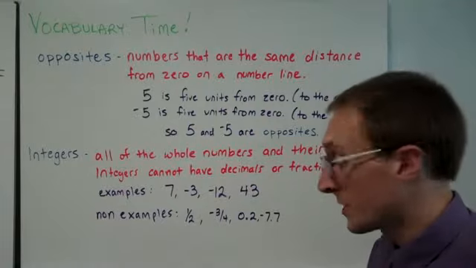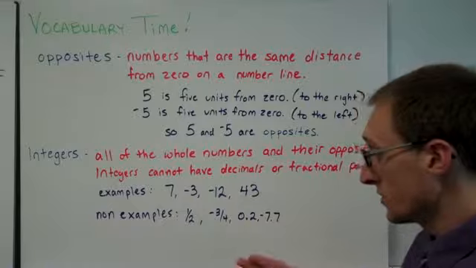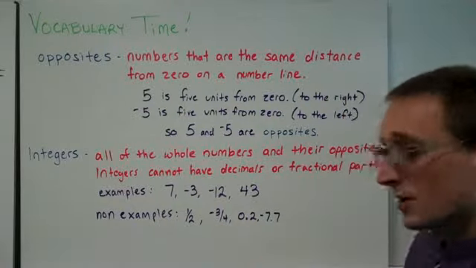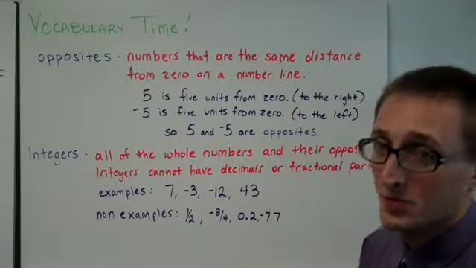Some non-examples will be things like a half, negative 3/4, 0.2, or negative 7.7. All of these have fractional parts, so we can't call them integers. Because remember, integers are only the whole numbers and the opposites of those whole numbers.